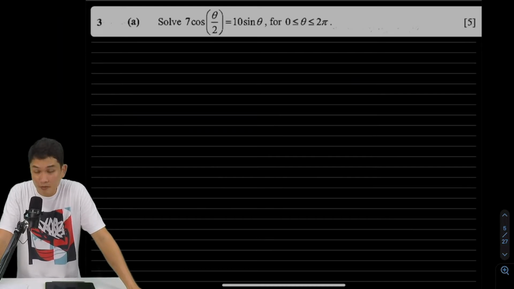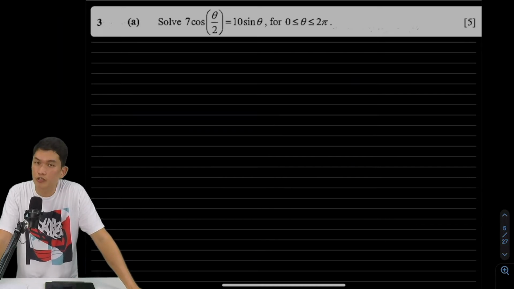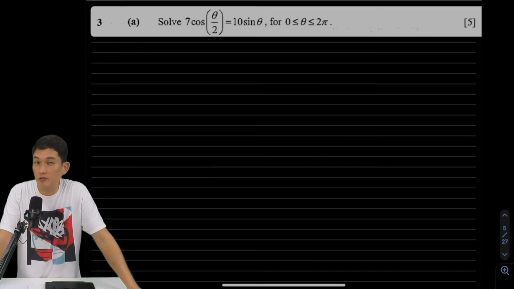For example, if I substitute 2 pi, then this equation is not true because you have 7 cosine pi, which is equal to -7, and 10 sine 2 pi, which is 0. So -7 is not equal to 0. So that is not a solution. But if you substitute things like pi, 7 cosine pi over 2 is 0, and you have 10 sine pi. That is also 0. So pi is one of the solutions.